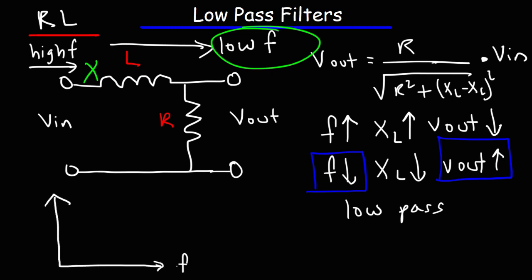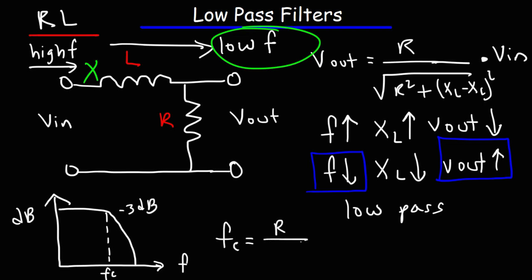Now the frequency response looks like this. It's very similar to the frequency response for the RC low-pass filter, where we have a cutoff frequency FC, and the signal drop will be 3 decibels. Now, for this circuit, the cutoff frequency is R over 2 pi L.